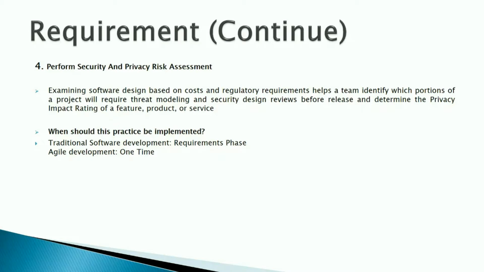The third sub-phase of the requirement is to perform a security and privacy risk assessment. Privacy and security risk assessment is important because in the software design phase, on a cost and regulatory basis, it helps a team identify which proportion of a project will require threat modeling and security design reviews before release. Before the release of software, if the security team and software development team together are able to find the risks, then it will be easier to address them.